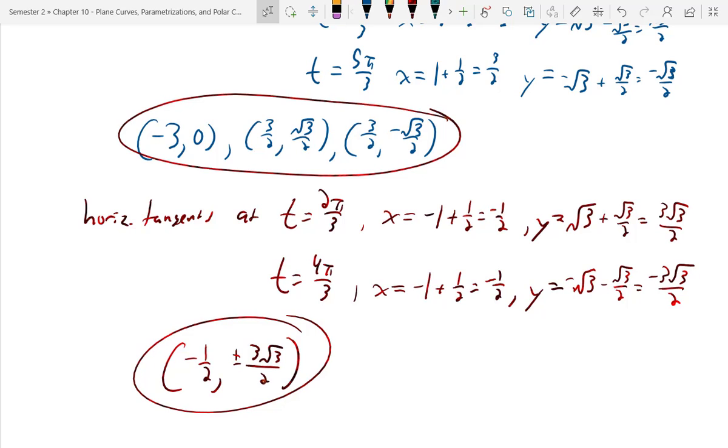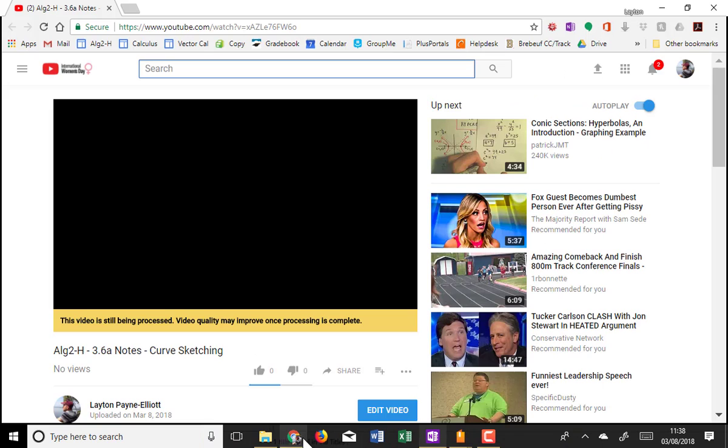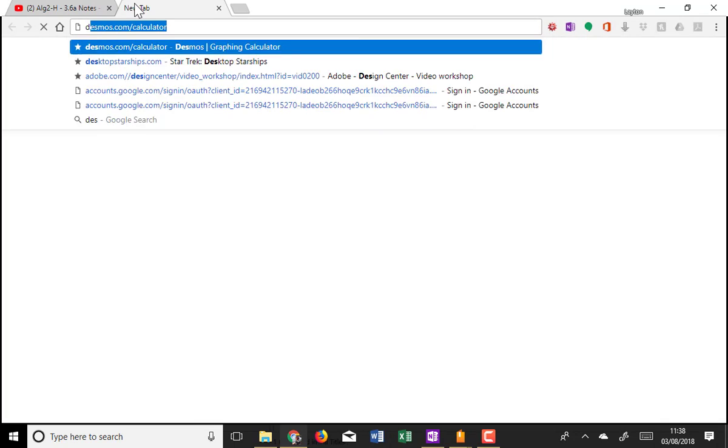I'm going to go to Desmos here. It's worth checking this just to see what this looks like. So we're done with the problem, but let's open up Desmos and actually graph this.